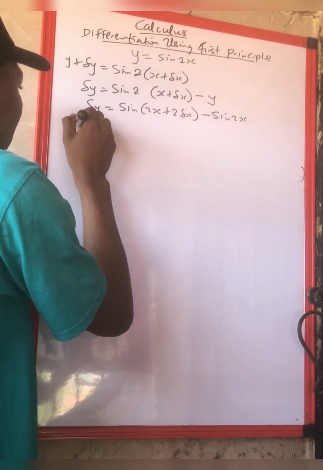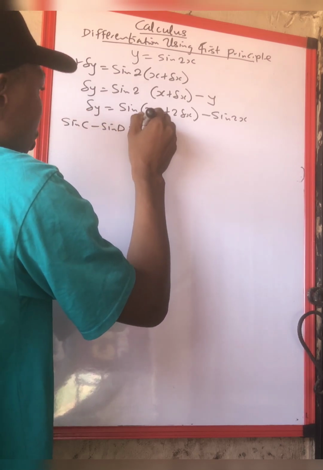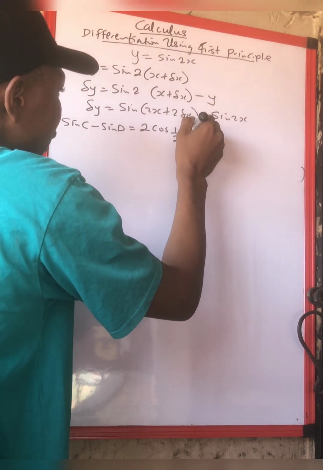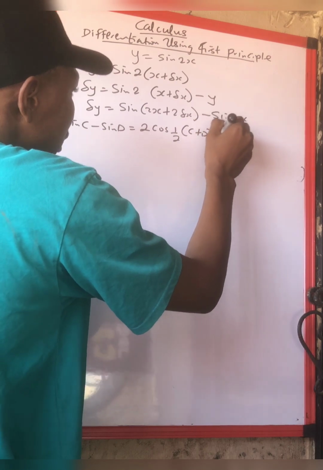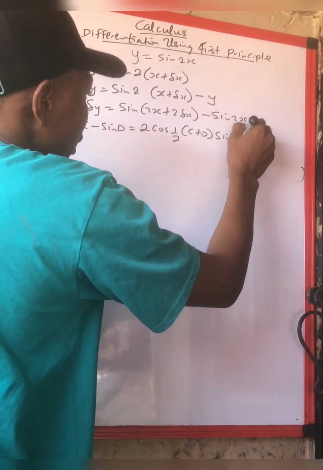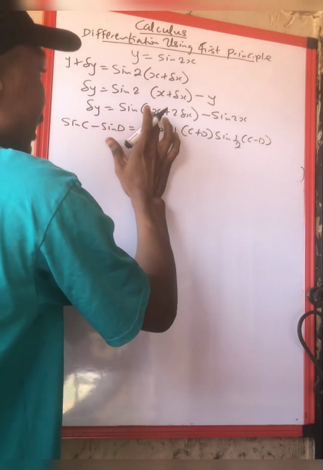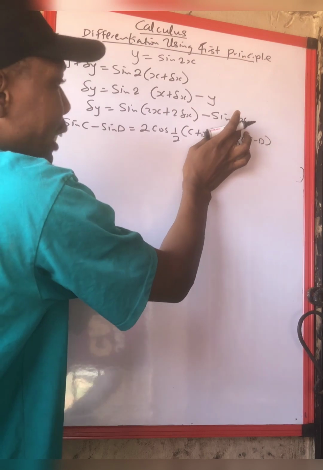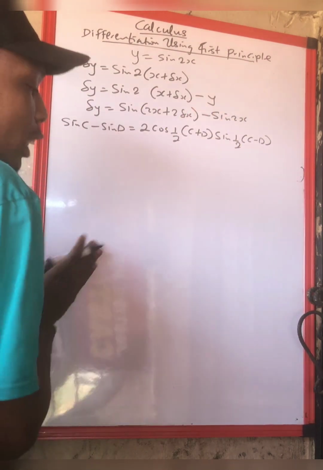Whenever you have sine C minus sine D, you write it as 2 cos half (C plus D) sine half (C minus D). This time around, our C is 2x plus 2 change in x, while our D is 2x. So you can substitute this into this expression.